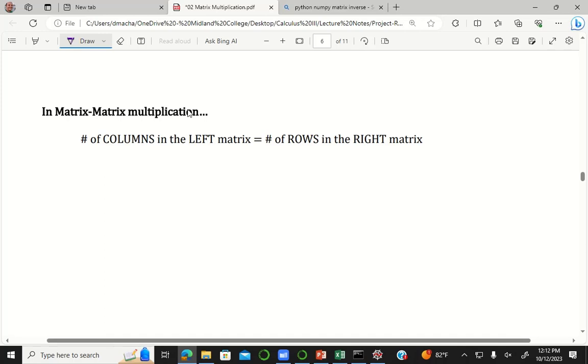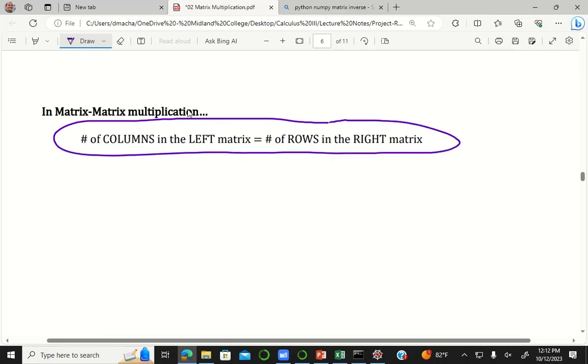No, this is actually correct. Okay, so the number of columns in the left matrix has to be equal to the number of rows in the right matrix. This must be true, or it doesn't work. Like, you can't do matrix-matrix multiplication unless this is true.